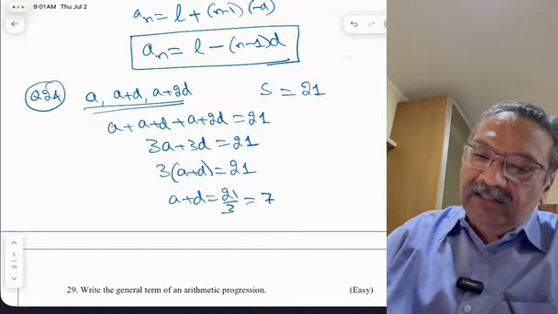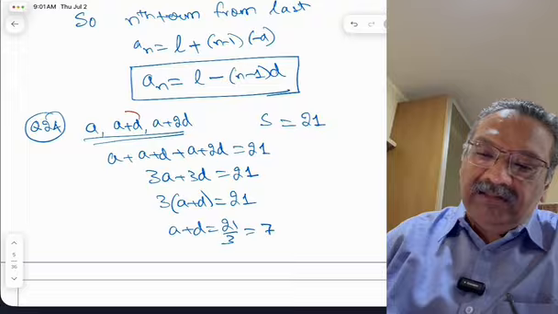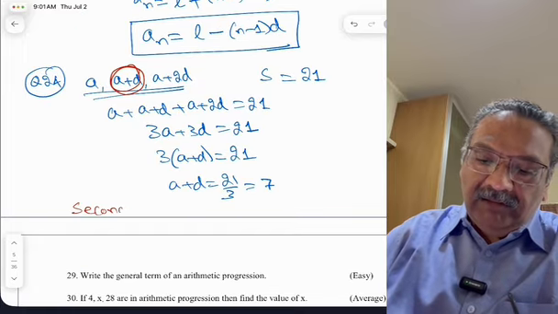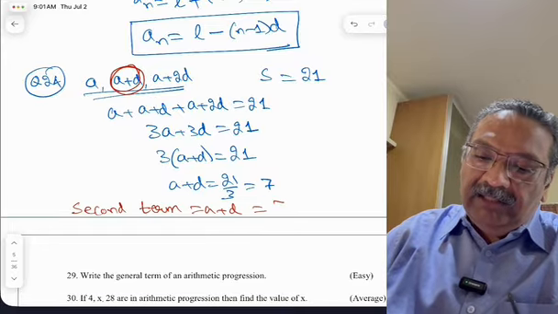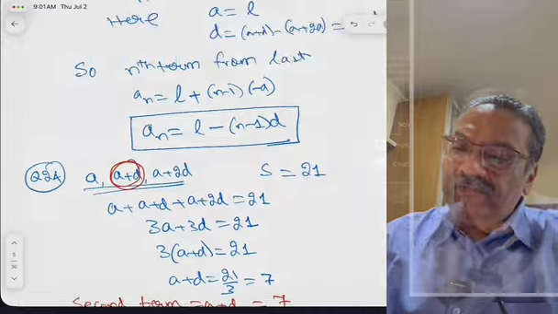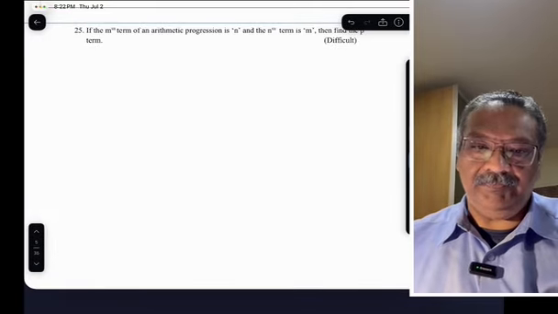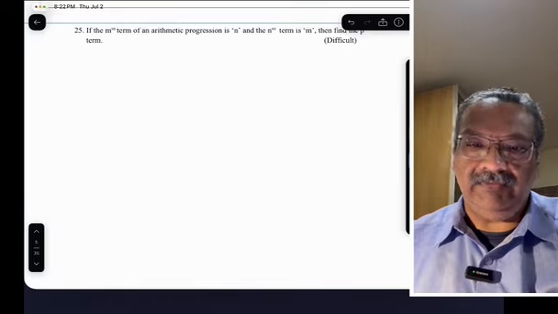Okay, so they have not asked for the AP. See, here the second term is nothing but a plus d. So the second term is equal to a plus d, which is equal to 7. Let us now start with the 25th question.